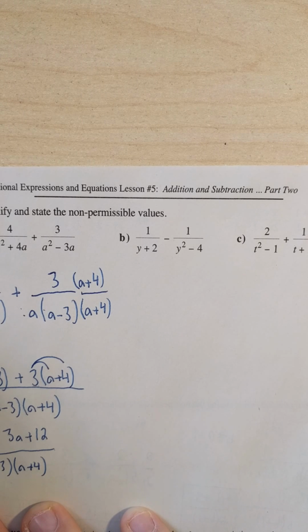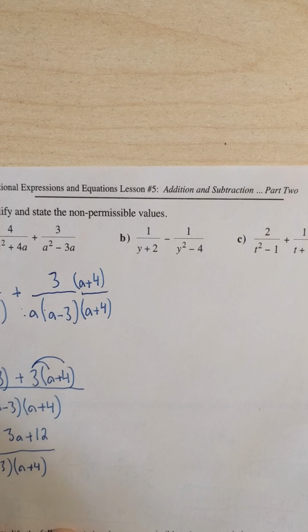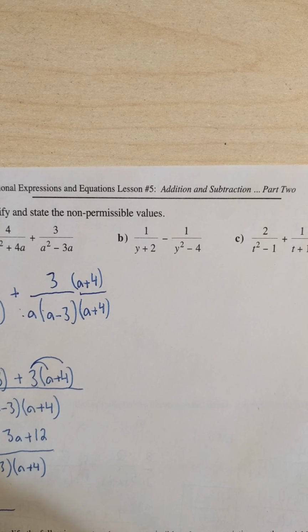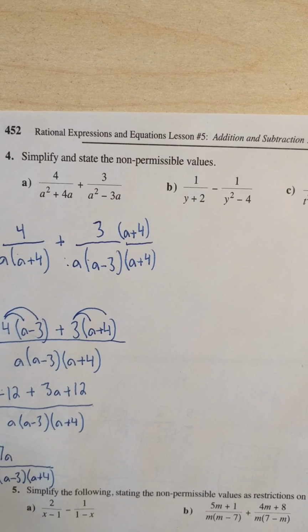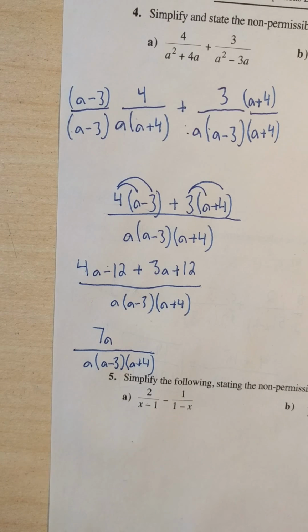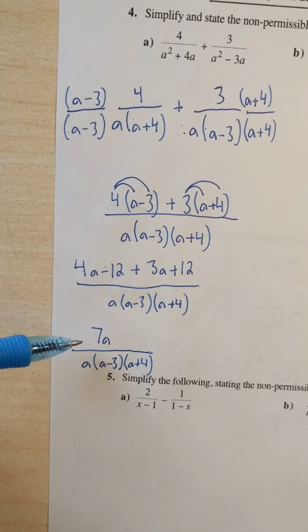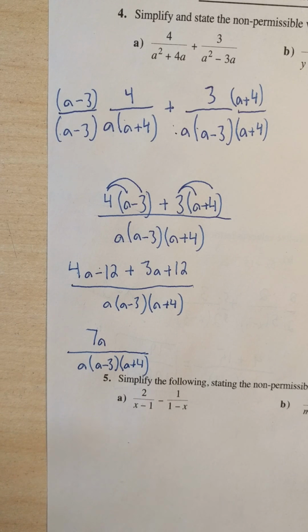Okay. Now we can combine the like terms. 4a and 3a add to become 7a. Negative 12 and positive 12 cancel out because negative 12 plus 12 equals 0, so we can just leave it. The bottom stays the same, a minus 3, a plus 4. Now we're all done the adding and subtracting. What we need to worry about now is seeing if we can simplify.